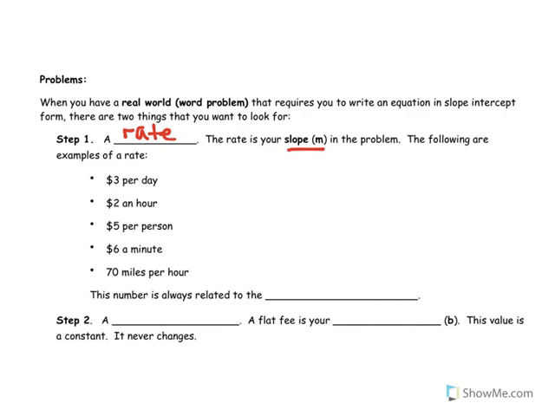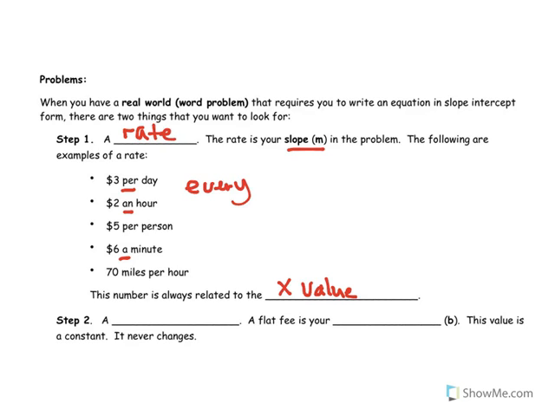And the following are examples of how you know you have a rate. You'll see words like per, and you could even see every. So again, you're looking for those things that are telling you about the unit rate or giving you some type of unit rate. This number is always going to be related to the x value. So you will always take that rate and multiply it times x.